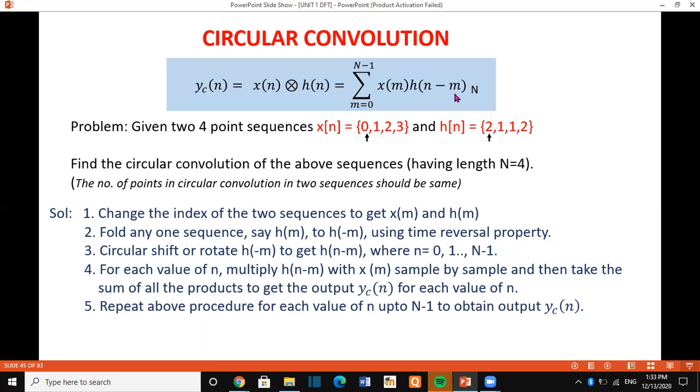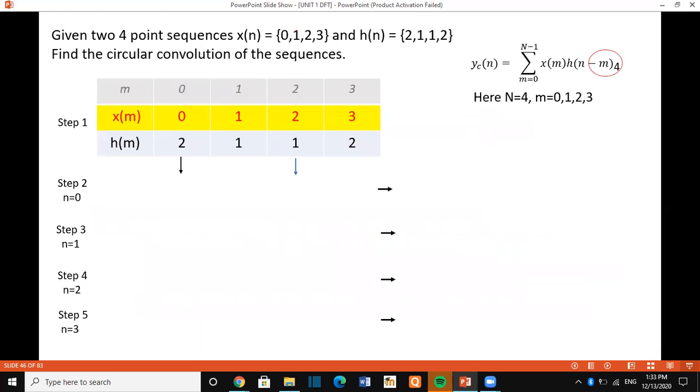After circular shifting, for each value of n, we multiply sample by sample x of m with h of n minus m. We do this for all the values of n, and the range of n here will be n equal to 0 to capital N minus 1. After that, we get all the output values of yc of n. Even if it is not clear here, we shall solve this particular example and it shall be clear to you. I've taken the same sequence which I showed in the previous slide.